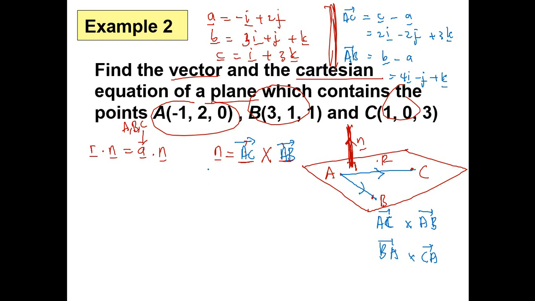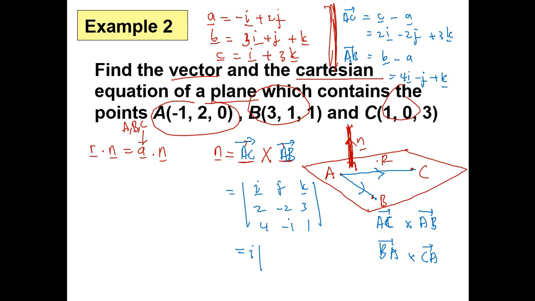To find a cross product, you need to use a determinant. Remember, the first row is always the components i, j, k. You can still find vector AB cross vector AC. So AC is 2, negative 2, 3. AB equals 4, negative 1, 1. And find the determinant.